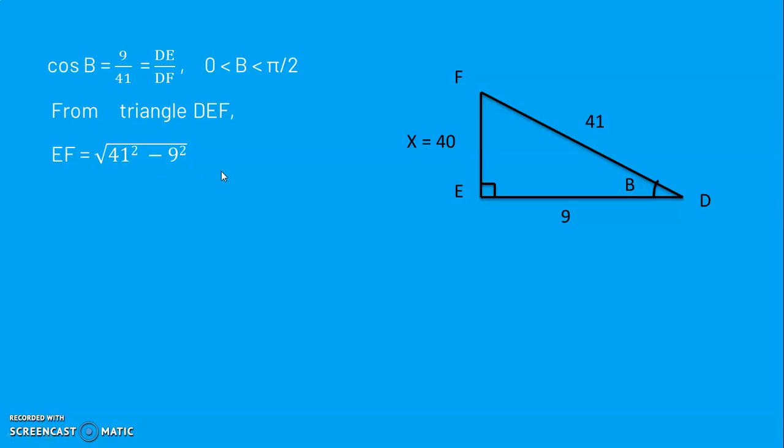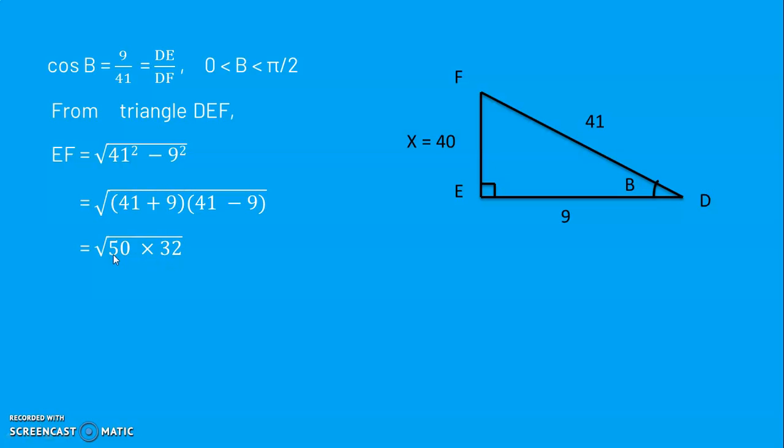So a square minus b square is what? Your a plus b into a minus b. So we can write this as a plus b into a minus b, that means your 41 plus 9 into 41 minus 9. So 41 plus 9 is 50 and 41 minus 9 is 32.